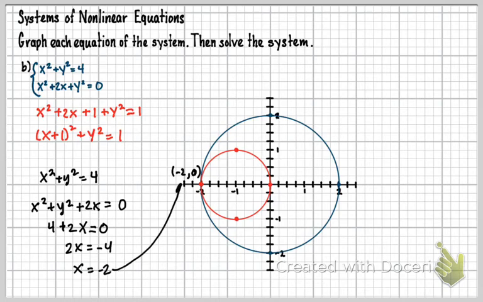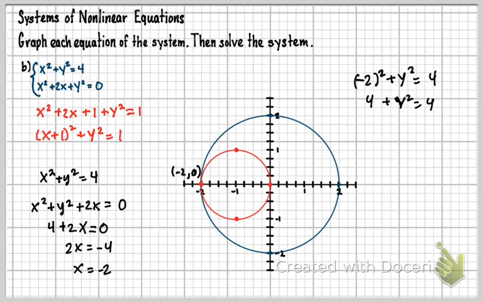Now notice our point there. That's exactly what we see there. Now we have to take that and plug it into any one of the equations to find my y value. It doesn't really matter which one I use. I'm going to use the top one because I think it'll be a little less work. I only have one x to plug in for. So that's going to be negative 2 squared plus y squared equals 4. And that's going to be 4 plus y squared equals 4.